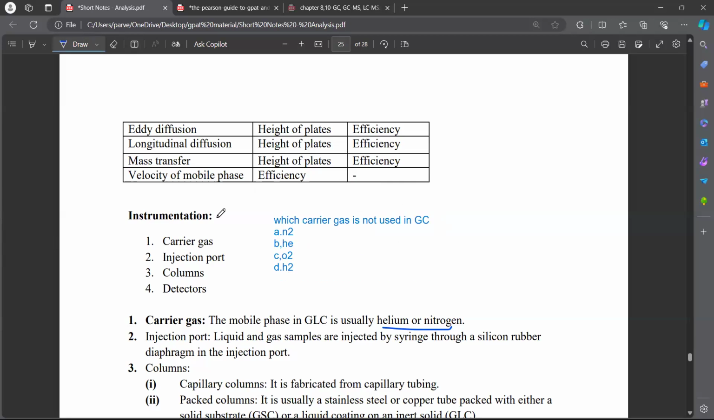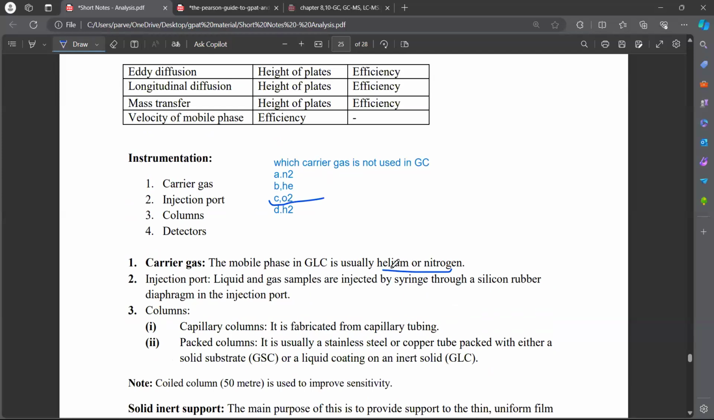Sometimes hydrogen is also used. In rare cases it is used, but oxygen is never used as a carrier gas. Most widely used are helium and nitrogen. The pressure inside the gas chromatograph ranges from 40 to 80 psi, and the temperature can go up to 400 degrees Celsius.